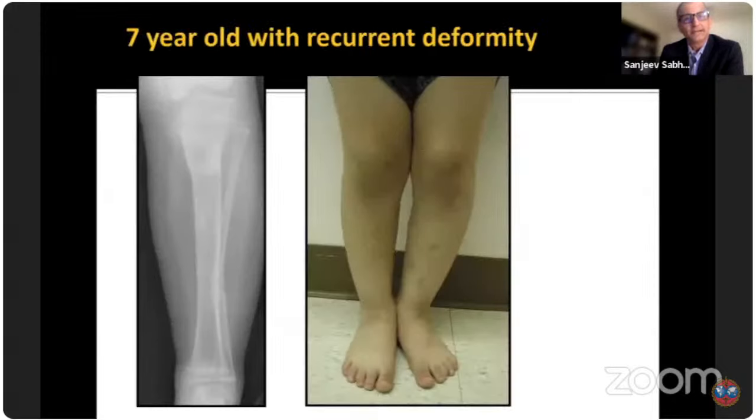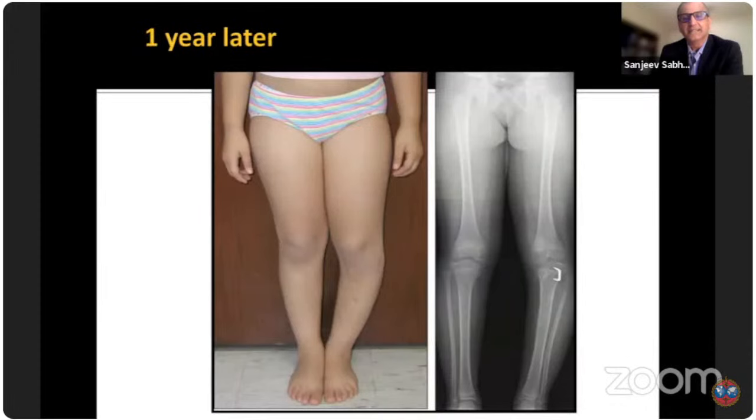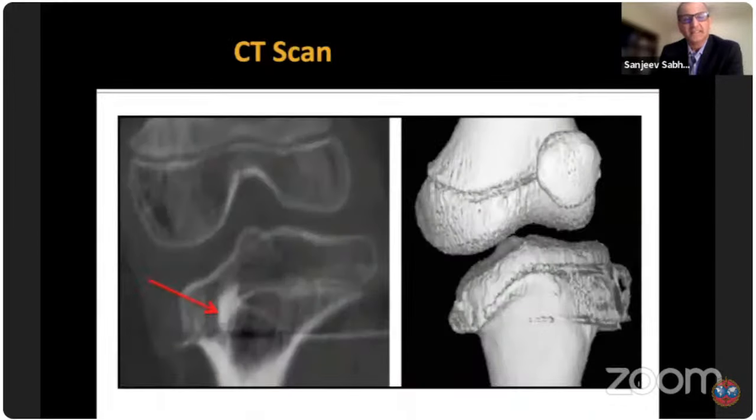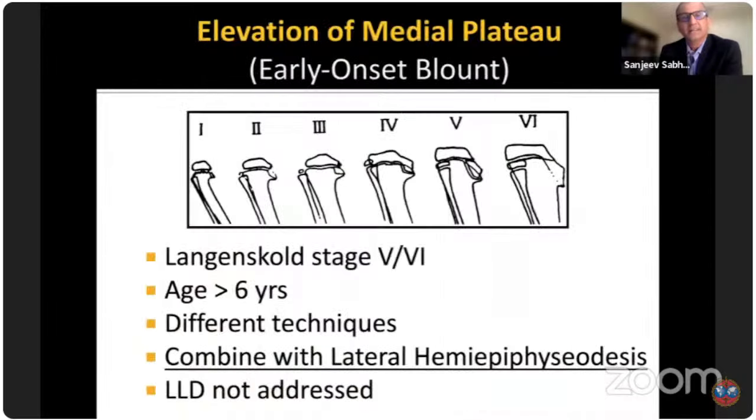So here's a child, four-year-old, that I'd done an osteotomy way back and then had a recurrence. And in those days, we were using staples. So we used a staple for guided growth. It didn't improve. It actually got worse. The deformity did. And so here she was a year later, and x-rays show a bony bar. So obviously, guided growth is not going to work in these advanced stages of early onset Blounts. So this is a good indication, I feel, for medial plateau elevation. And like you've heard from almost every speaker, needs to be combined with a lateral proximal tibial epiphysiodesis and often a proximal fibular epiphysiodesis at the same time.